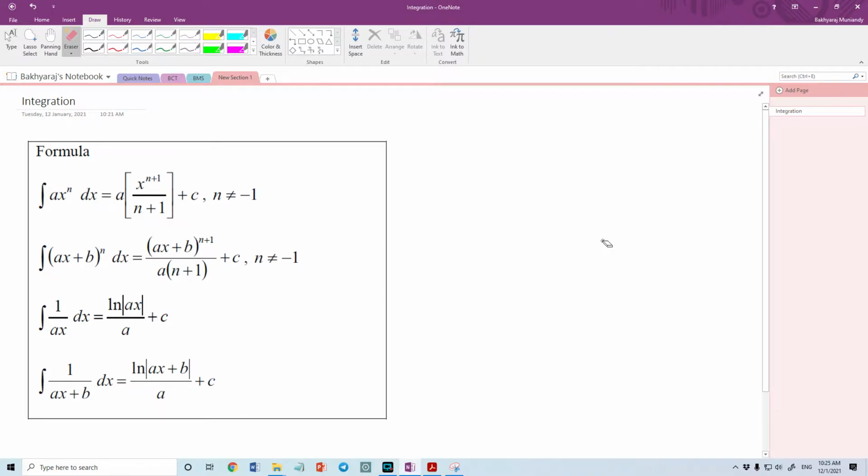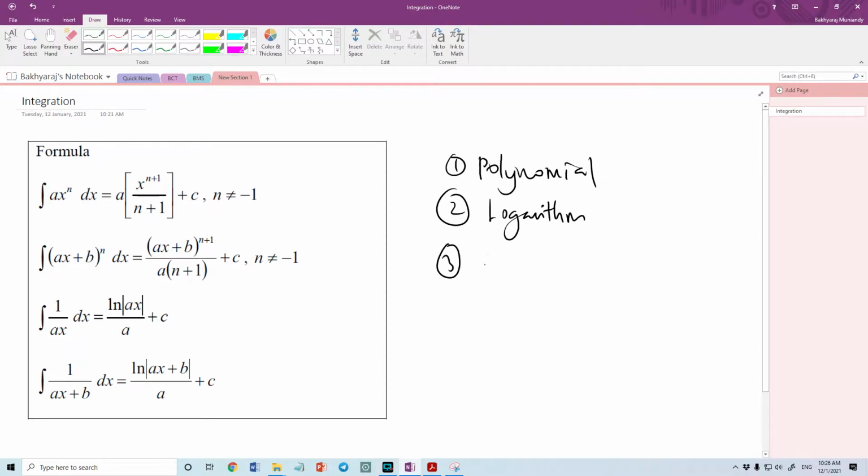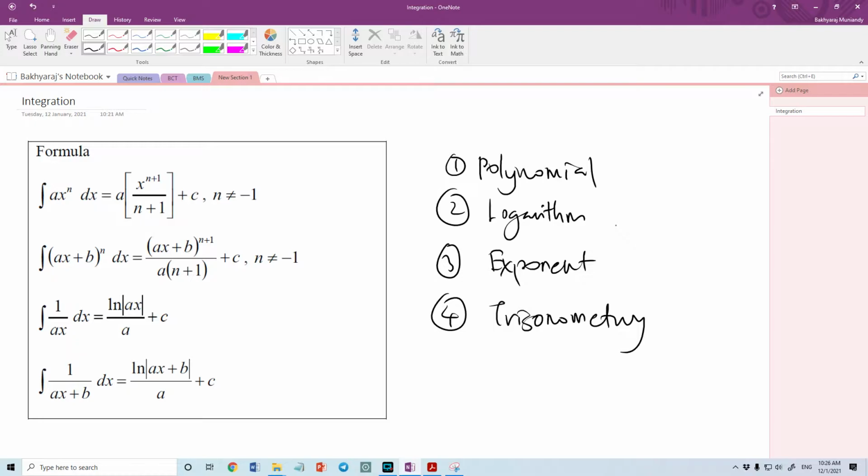Okay, hi everyone. So today I'm going to further my discussion on log integration. For integration, we have a few things to understand. First, we have polynomial. Number two, we have logarithm. Number three, we'll have exponent. And number four, we have trigonometry. So we have four different formulas to understand about the differentiation and the integration.